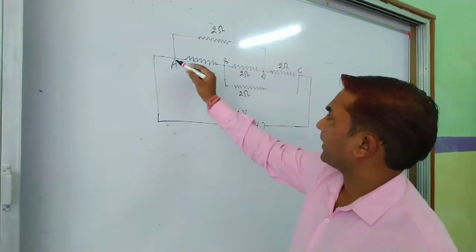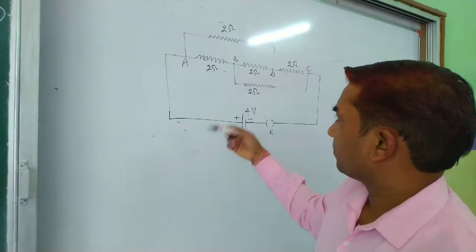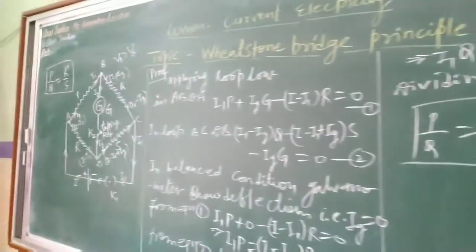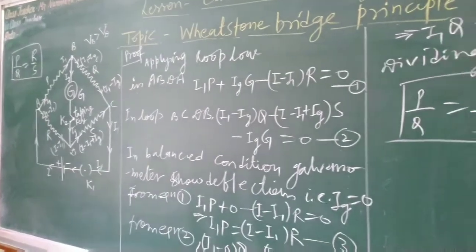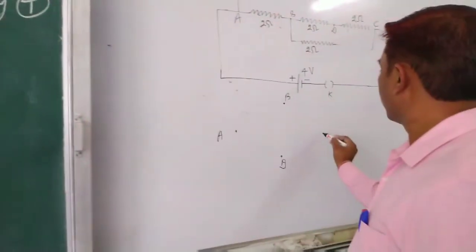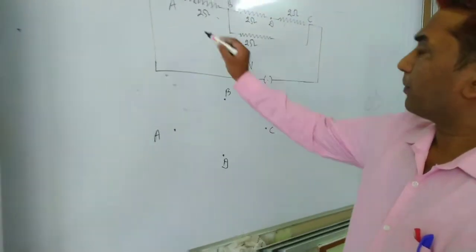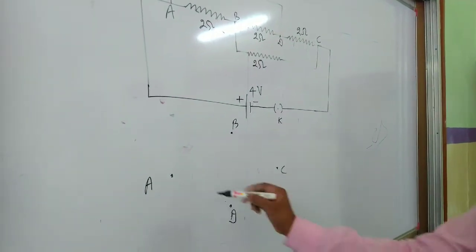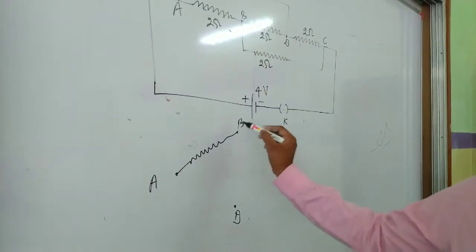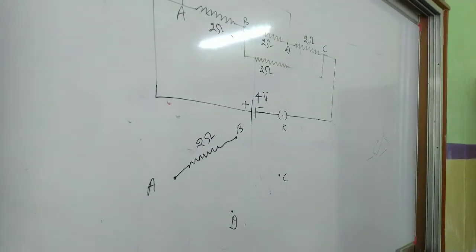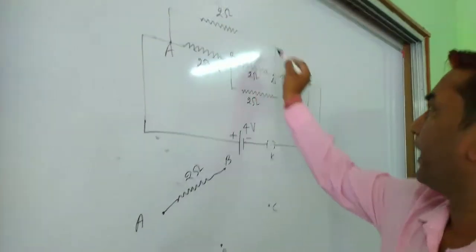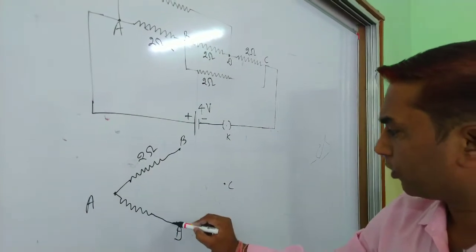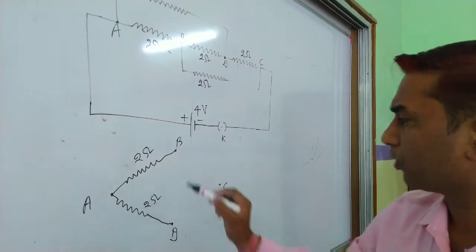Here we also mark the points A, B, C and D. First of all, we simplify the circuit like a Wheatstone bridge. This is point B, this is point D, this is point A, this is point C. First of all, between point A and B, there is a resistance which is 2 ohm. At the same time, between point A and point D, there is also a resistance which is 2 ohm.